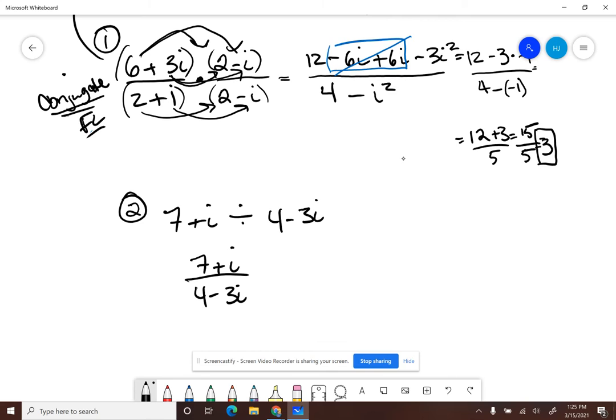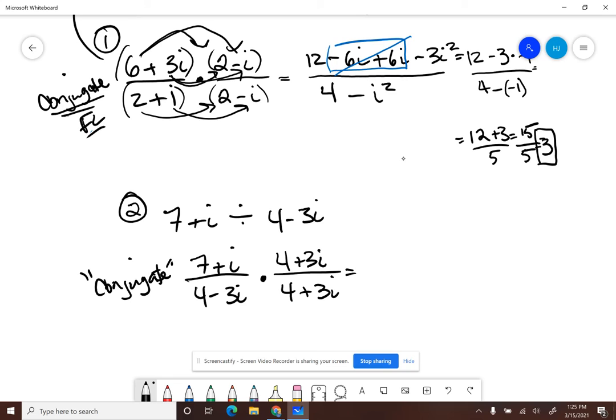And now how am I going to get rid of this i? Say it with me. Conjugate. Okay, I want to multiply by the conjugate. Well, what is the conjugate? The conjugate is basically the same terms, 4 and 3i. The only difference is it's going to be the opposite. So this one is negative, so I'm going to make this a positive. Okay, and whatever I do here, I've got to do on top as well.